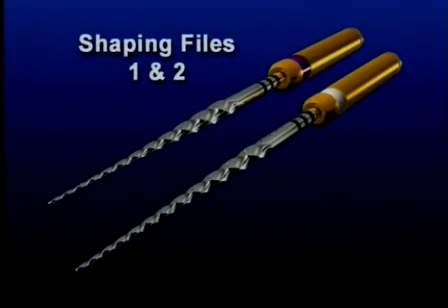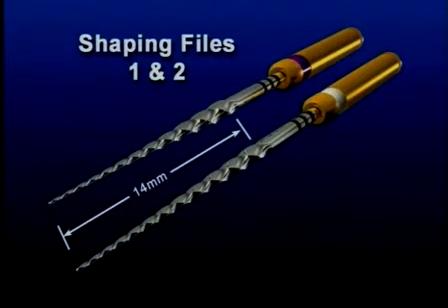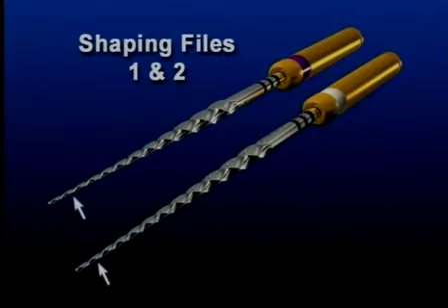Shaping files number 1 and 2 have a D0 diameter of 0.17 and 0.20 millimeters respectively. Modified guiding tips and their maximum flute diameters approach 1.2 millimeters each. Additionally, each shaping file has 14 millimeters of cutting blades. The shaping files have increasingly larger tapers over the length of their cutting blades, allowing each instrument to engage, cut, and prepare a specific area of the canal.